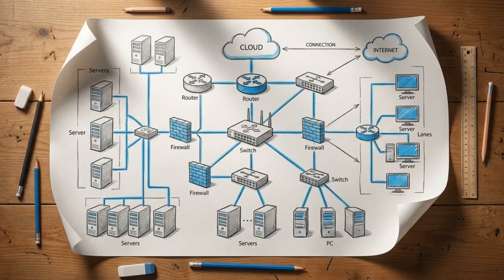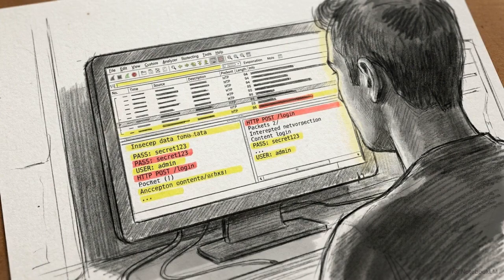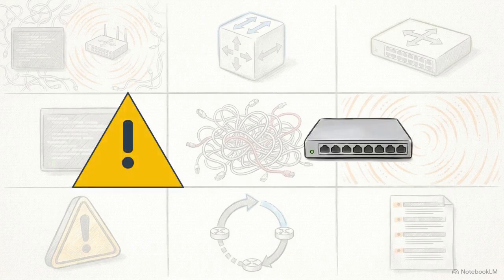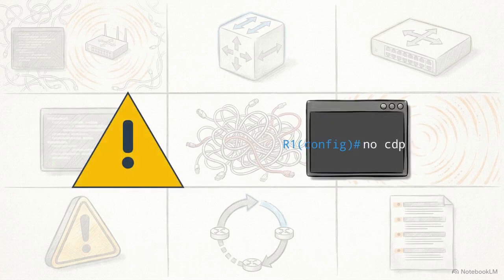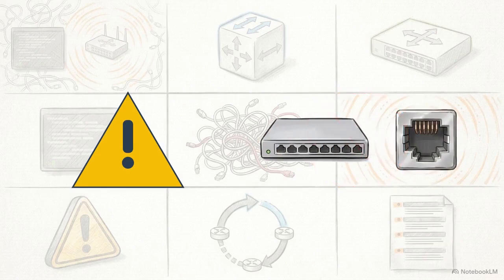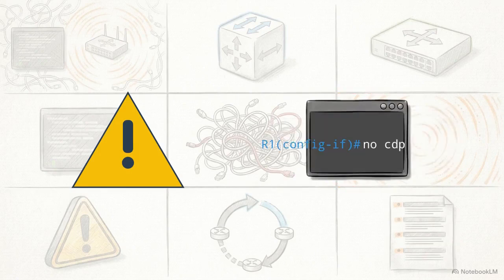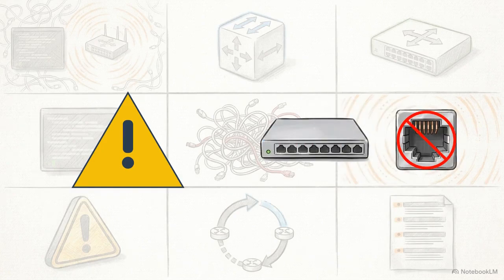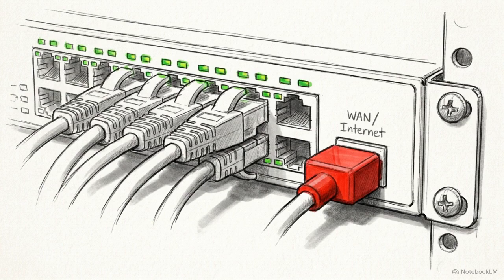Because CDP provides such a detailed blueprint of your hardware and requires zero authentication, it broadcasts sensitive structural data in plain text to anyone listening on the link. This warning graphic breaks down how to turn it off. To shut down CDP across the entire device, use the global configuration command no CDP run. To turn it off on just one specific port, use the interface configuration command no CDP enable. Proper network hardening requires you to disable this protocol on all interfaces facing the external internet or any untrusted networks.